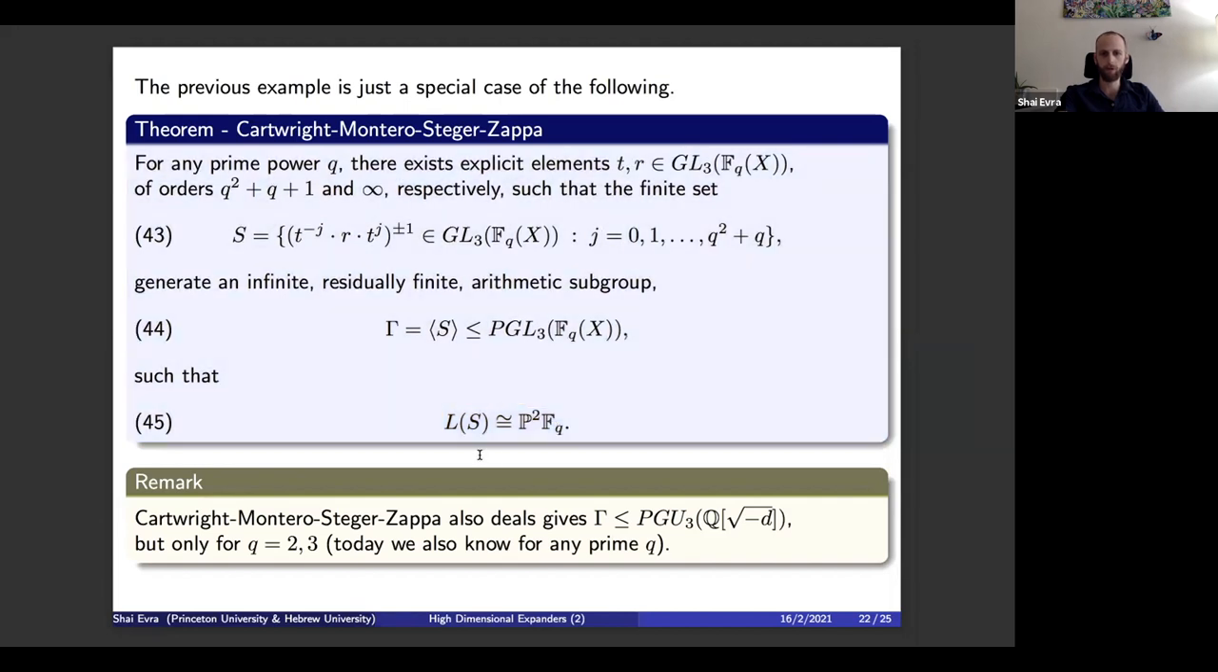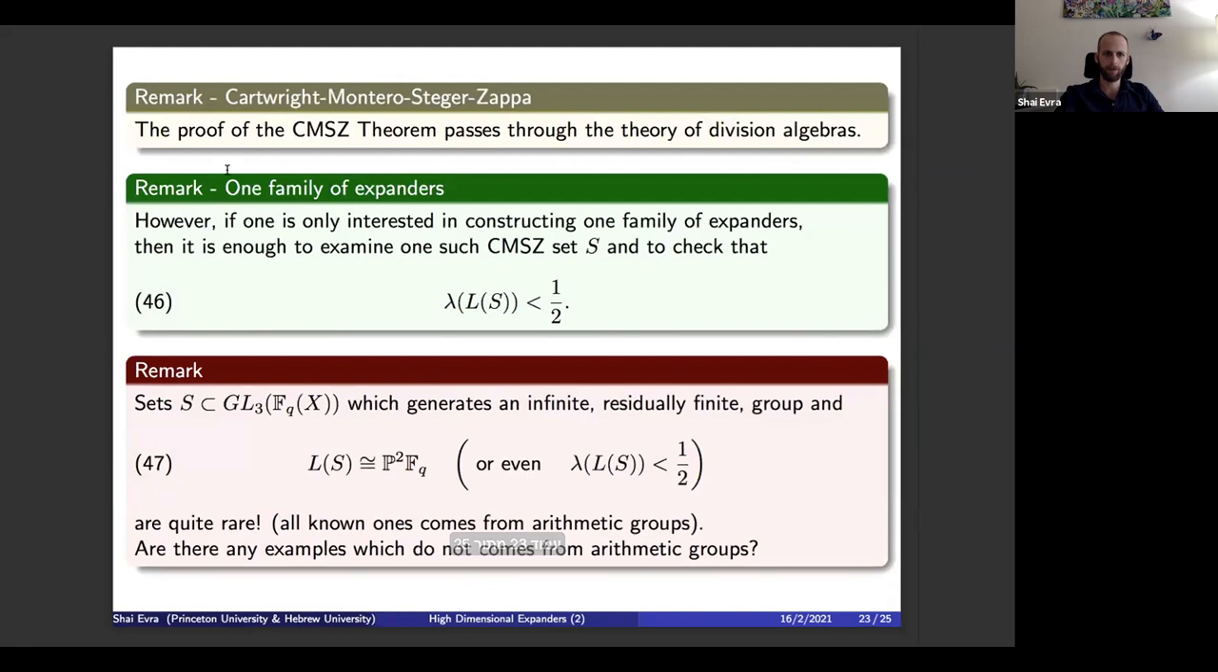If you don't like working over the field of polynomials, you should know that Cartwright, Mantero, Steger, and Zappa also gave you Zhuk sets for 3x3 matrices over a quadratic extension of number fields, like the Mumford example. Initially, they only dealt with Q equal 2 and 3, but now we know how to extend their work for any prime Q. So we have a lot of examples of Zhuk sets.